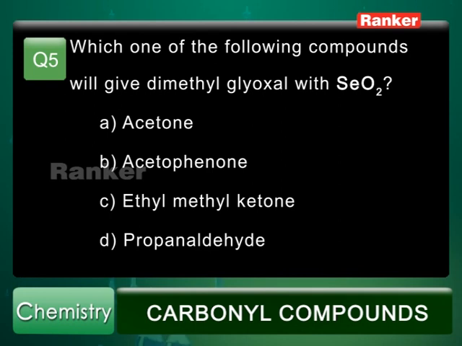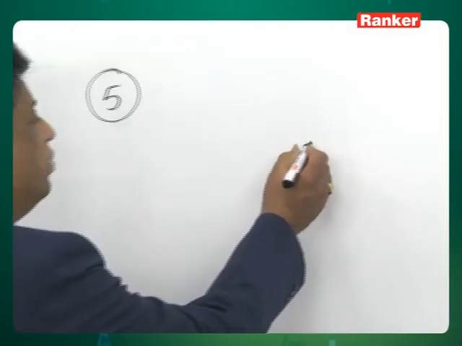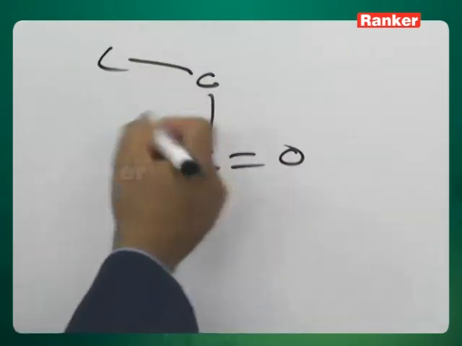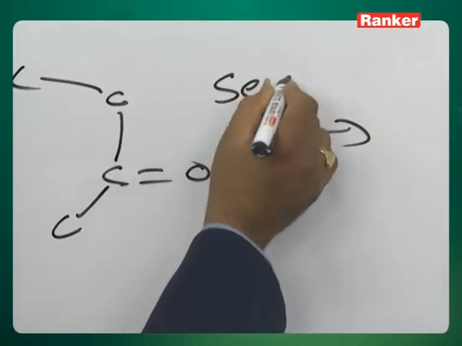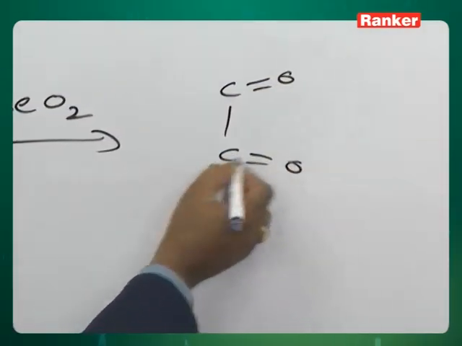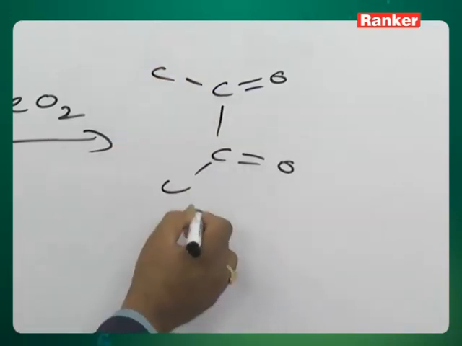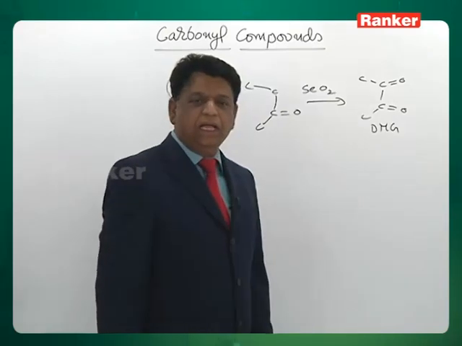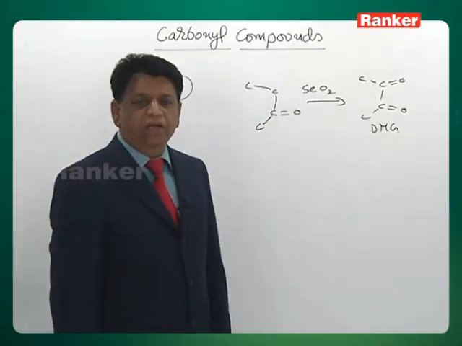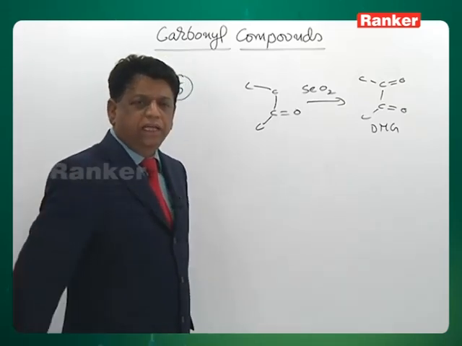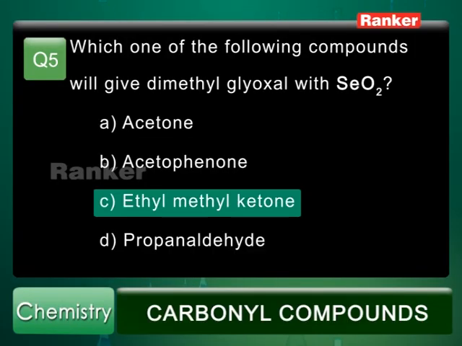Ethyl methyl ketone. Ethyl methyl ketone means on one side you have a methyl and on the other side you have an ethyl. So when selenium dioxide is added, that side will also become a ketone. So this is a dicarbonyl containing two methyls. So this is nothing but the dimethyl glyoxal. So this is the right answer, ethyl methyl ketone. Propanaldehyde will again give methyl glyoxal. So only the expected answer is ethyl methyl ketone. So answer is C therefore.